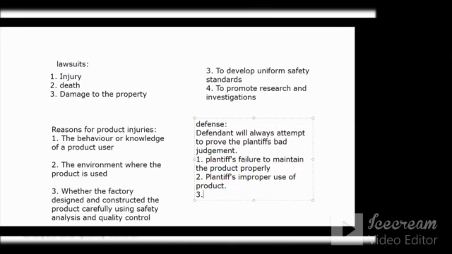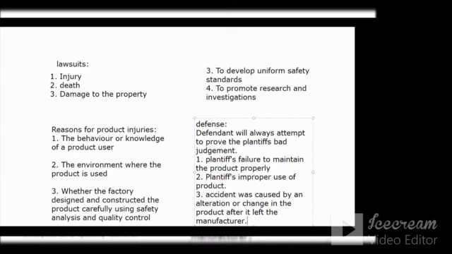And it is also possible that the accident was caused by an alteration or change in the product after it left the manufacturer. Yes, these are all the major ways in which a manufacturer can defend themselves.